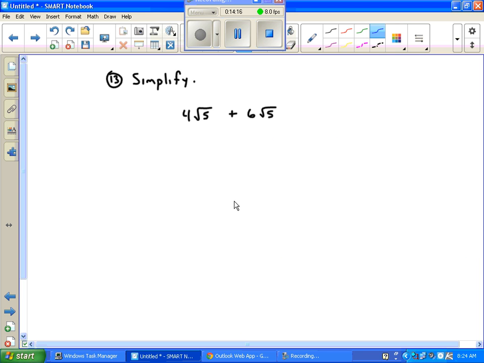Now we're simplifying. Remember, if this had said 4x plus 6x, you would just add 4 plus 6 and you'd get 10x. It acts the exact same way with radicals. You have 4 times the square root of 5 plus 6 times the square root of 5. So leave the square root of 5 and add 4 plus 6 and you get 10 times the square root of 5. Number 14, we don't have the same radical now, 5 and 5.